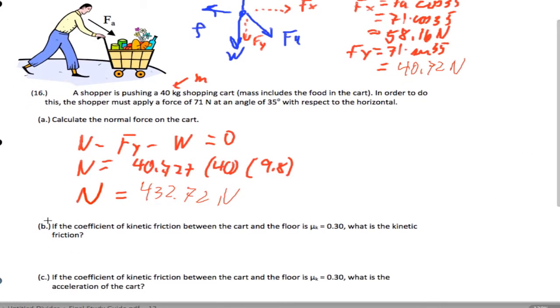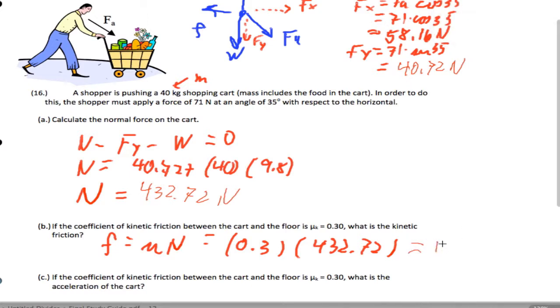Now, if the coefficient of friction is 0.3, what is the kinetic friction? Friction is mu times n. So we're going to end up getting 0.3 times 432.72. That will work out to 129.82 newtons.